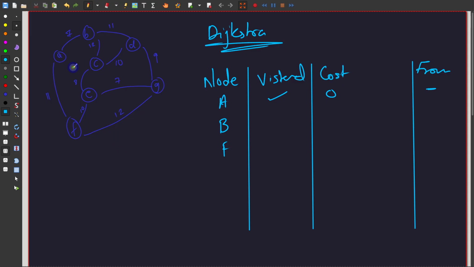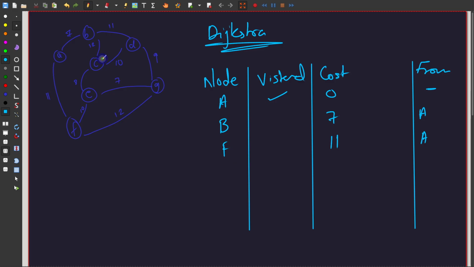Now the cost from A to B is in fact 7, right? That is what we find out initially. And the cost from A to F is 11, right? That is what we find out initially. That is our initial understanding, which is completely fine. It can be wrong, but that is possible.